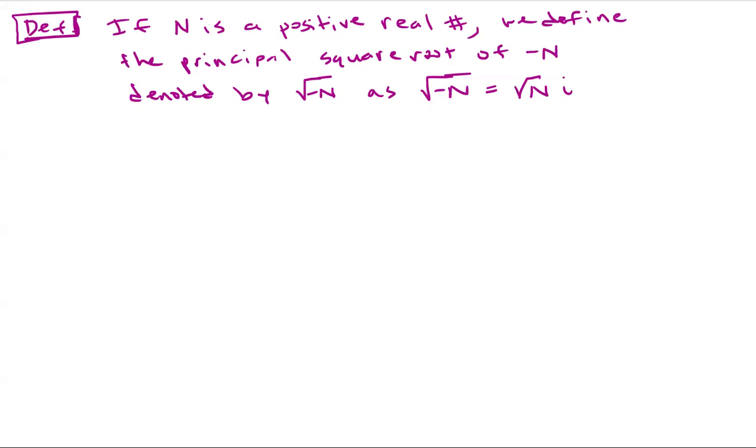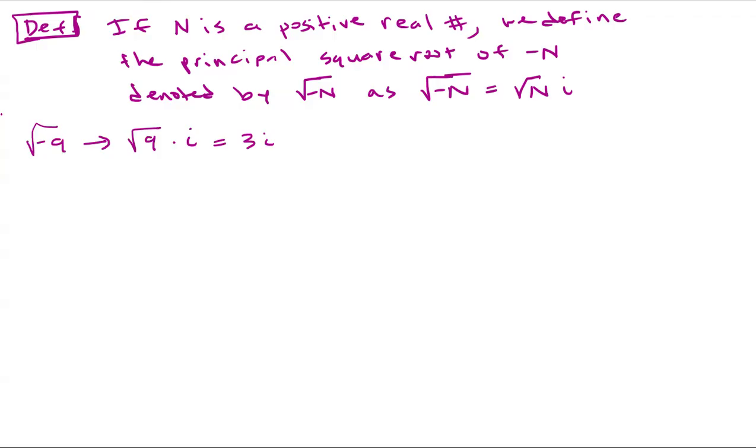Okay, so let's read the definition again. It says if n is a positive real number, we define the principal square root of negative n as the square root of negative n equals the square root of n times i. Okay, it looks complicated, but it's actually not that bad. So for example, if I have the square root of negative 9, 9 being a real number, I can just rewrite this as the square root of 9 times i, okay? So this becomes 3i.